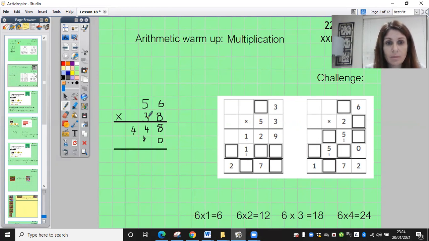Then 3 times 6, we're moving over to this number now. We've done this digit, so we're moving on to this because we're on this second row. 3 times 6 is 18, so I'm going to write my 1 down here and put my 8 up here.